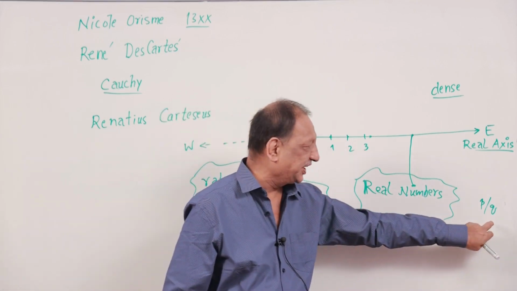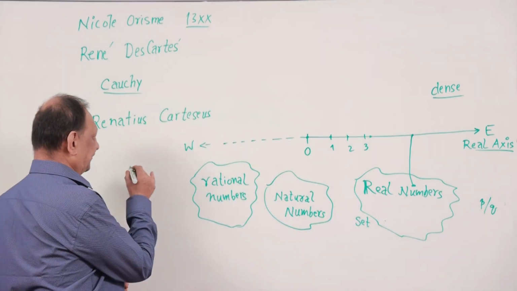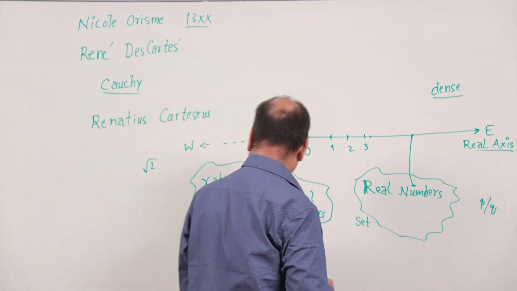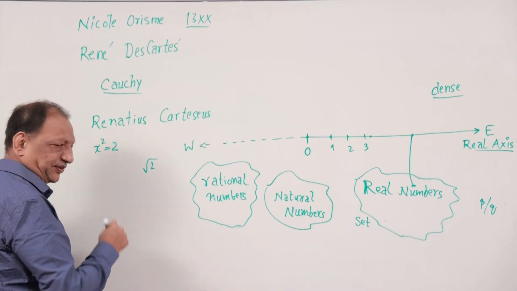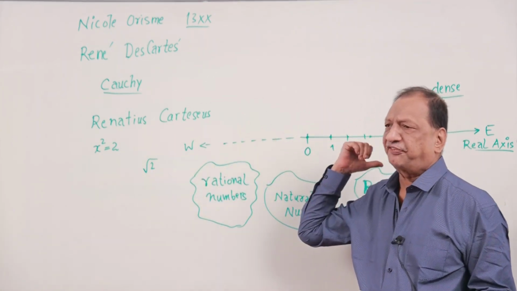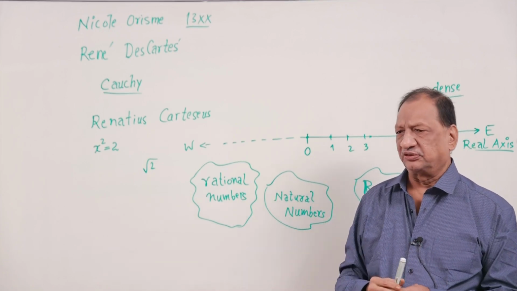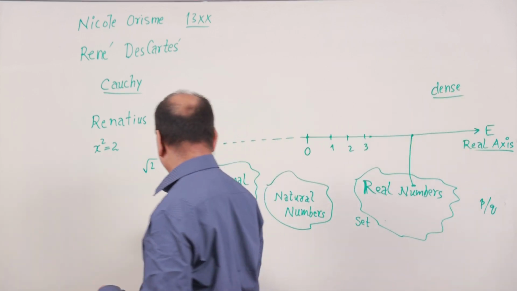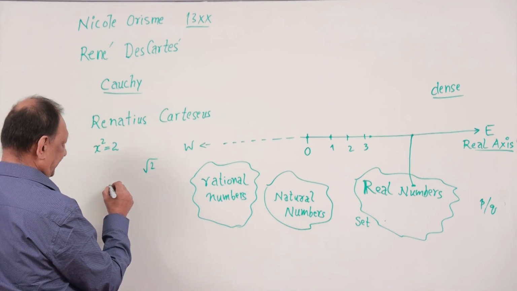That means they cannot be expressed as a ratio p by q. For example, the simplest case is square root 2. Square root 2 is the solution of an equation like x squared equals 2, a simple quadratic equation. That solution cannot be represented as a fraction of two integers. So it is not rational in any sense. So what do you call it? If something is not rational, we call it irrational. What else? There is no choice, right? So we call it irrational.